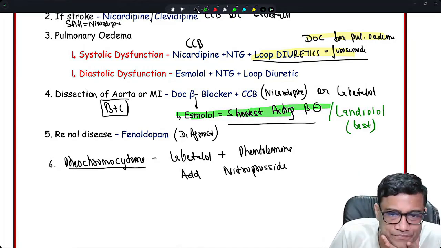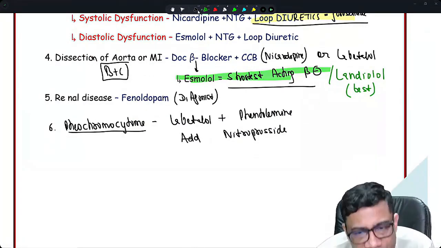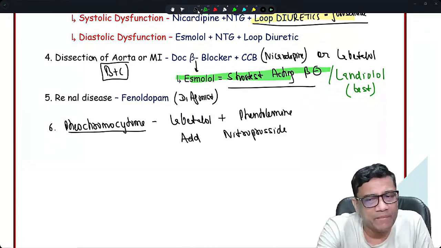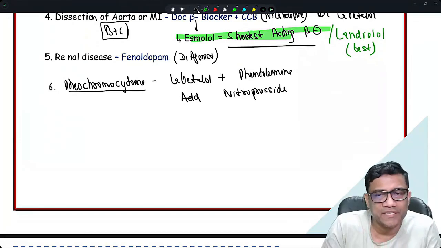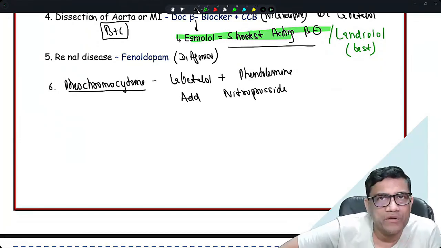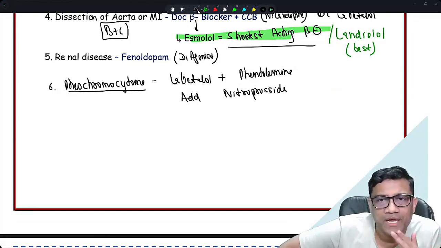Now, if there is kidney disease, we give a D1 agonist called fenoldopam. And pheochromocytoma, which I have taught so many times: labetalol plus phentolamine. So let's summarize once. Mainly remember you have to mark CCB and labetalol, which is a beta blocker. That's it, your question will be answered with this. Okay.